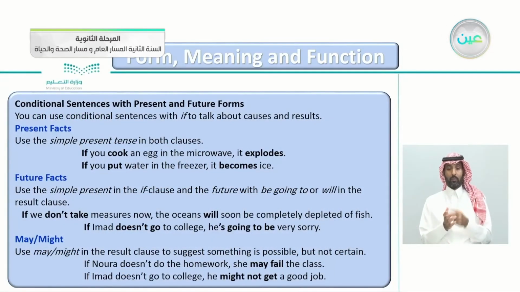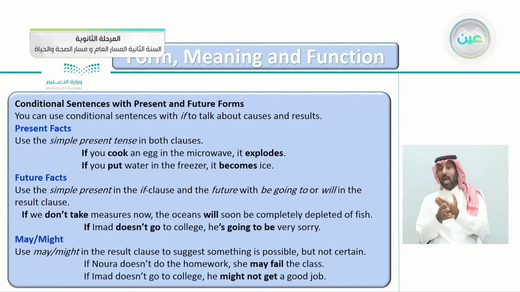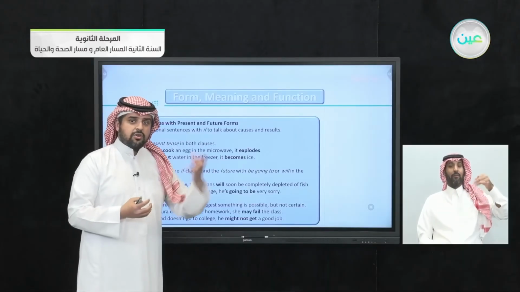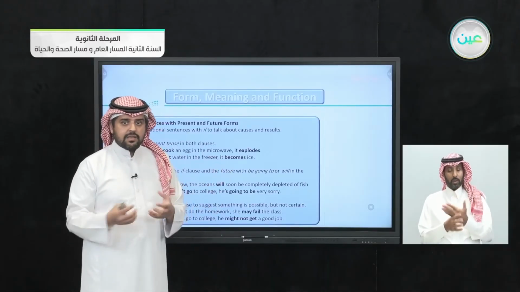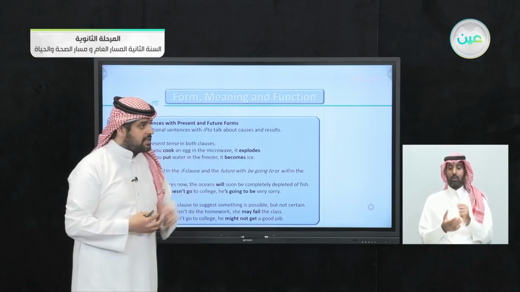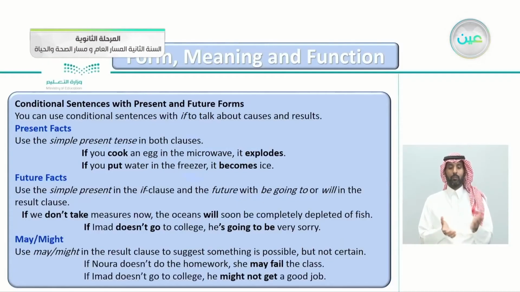Continuing with our lesson here, conditional sentences with present and future forms. You can use conditional sentences with if to talk about causes and results. So we talk about a cause and a result, the result and the cause of this result using the conditional if. For present facts, we use the simple present tense in both clauses, the first clause and the second clause.